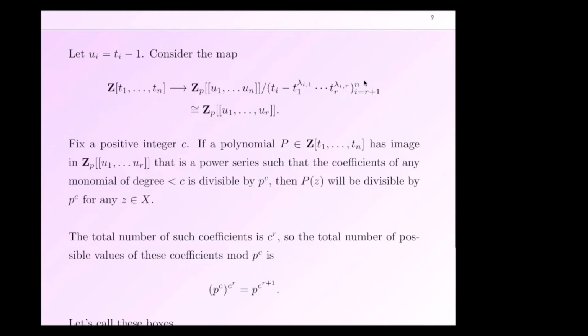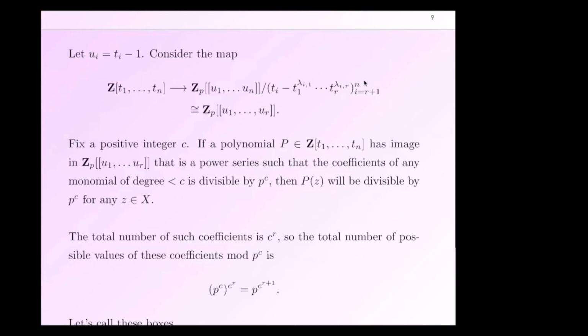Anyway, so the number of possible tuples, if I imagine assembling all these coefficients into a tuple, there's c^r coefficients, and their value modulo p^c, I want it to be 0, but their value mod p^c, there's p^c values of that. So the total number of tuples of coefficients mod p^c for all the coefficients I care about is (p^c)^(c^r).